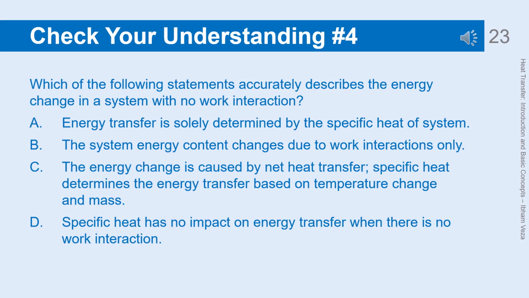Check your understanding number 4. This question emphasizes that the energy change in a system with no work interaction is caused by net heat transfer. The correct answer states that specific heat determines the amount of energy change for a given temperature change. This concept is a direct application of the energy equation for a closed system.